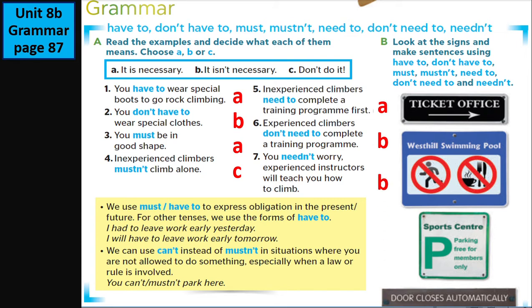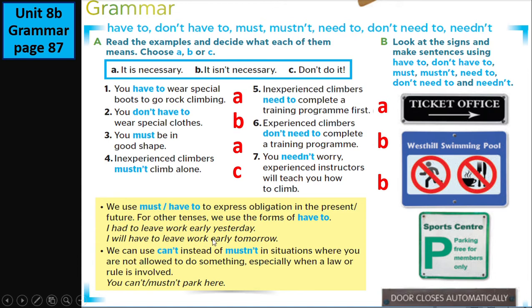Be it as necessary. So here's the rule for today. We use must and have to to express obligation in the present and future. For other tenses, we use the form of have to. So it will be: I had to leave work early yesterday. I will have to leave work early tomorrow. Notice that I use this one in the past and the future. Great.